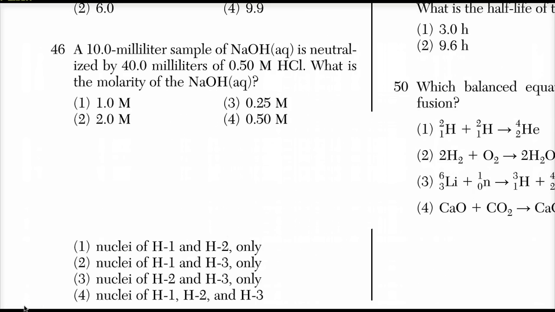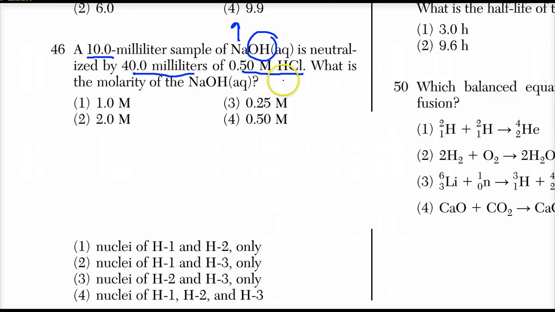Number 46. A 10.0 milliliter sample of NaOH is neutralized by 40 milliliters of a 0.5 molar hydrochloric acid. What is the molarity of NaOH? So this is a neutralization problem. And in this problem, we've got 10 milliliters of a base, remember a metal in front with the hydroxide, a base, is neutralized by a certain volume and certain amount of acid.